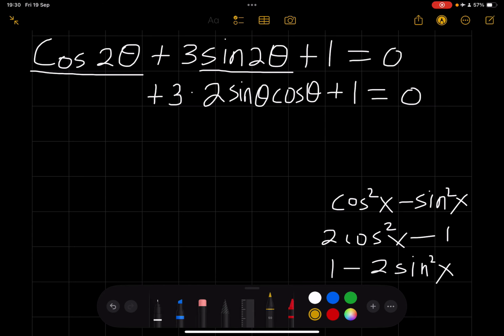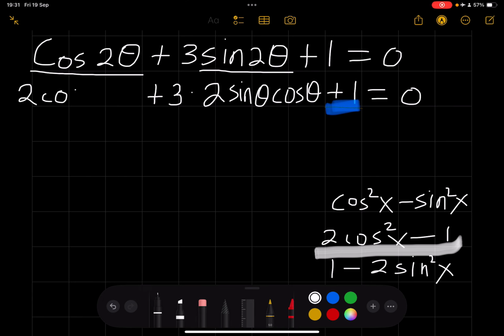I look at here, I have plus 1 there. So if I have plus 1, I'm always going to choose the one that has minus 1 so that those ones can cancel. If I had minus 1 there, I was going to choose the one with a plus 1 so that the ones can cancel. So the ones you're always wanting to cancel. So I'm sure, ladies and gentlemen, you can see that we're going to take this one, the 2 cos squared theta minus 1. So let's write it. 2 cos squared theta minus 1. The reason we picked that, we needed to have a minus 1 so that we can cancel with that one.